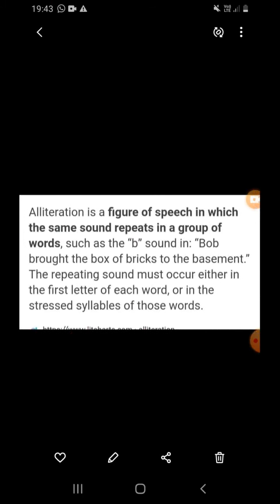Alliteration is a figure of speech in which the same sound repeats in a group of words, such as the B sound in Bob brought the box of bricks to the basement. The repeating sound must occur either in the first letter of each word or in the stressed syllables of those words. The first letter is repeated in every line.